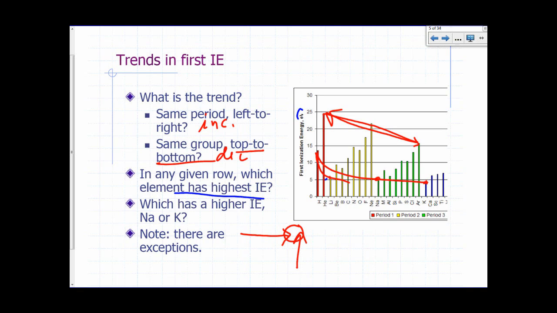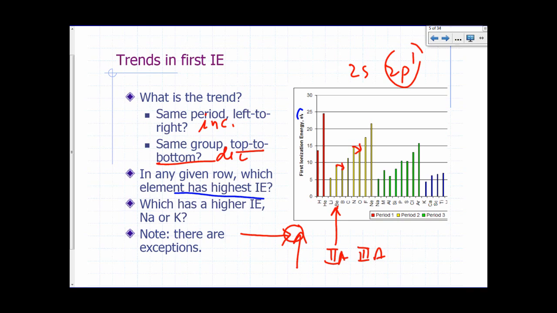But note, if you look closely at this general pattern, you see there are exceptions here and there. If you go from beryllium to boron, you see a drop. You go from nitrogen to oxygen, there's a slight drop. Generally, when you're going from group 2A to group 3A, you're seeing a drop because you're going from a 2s to a 2p subshell. So when an electron is in a 2p subshell, it would be a little easier to remove. We'll explain that in a little more detail later.